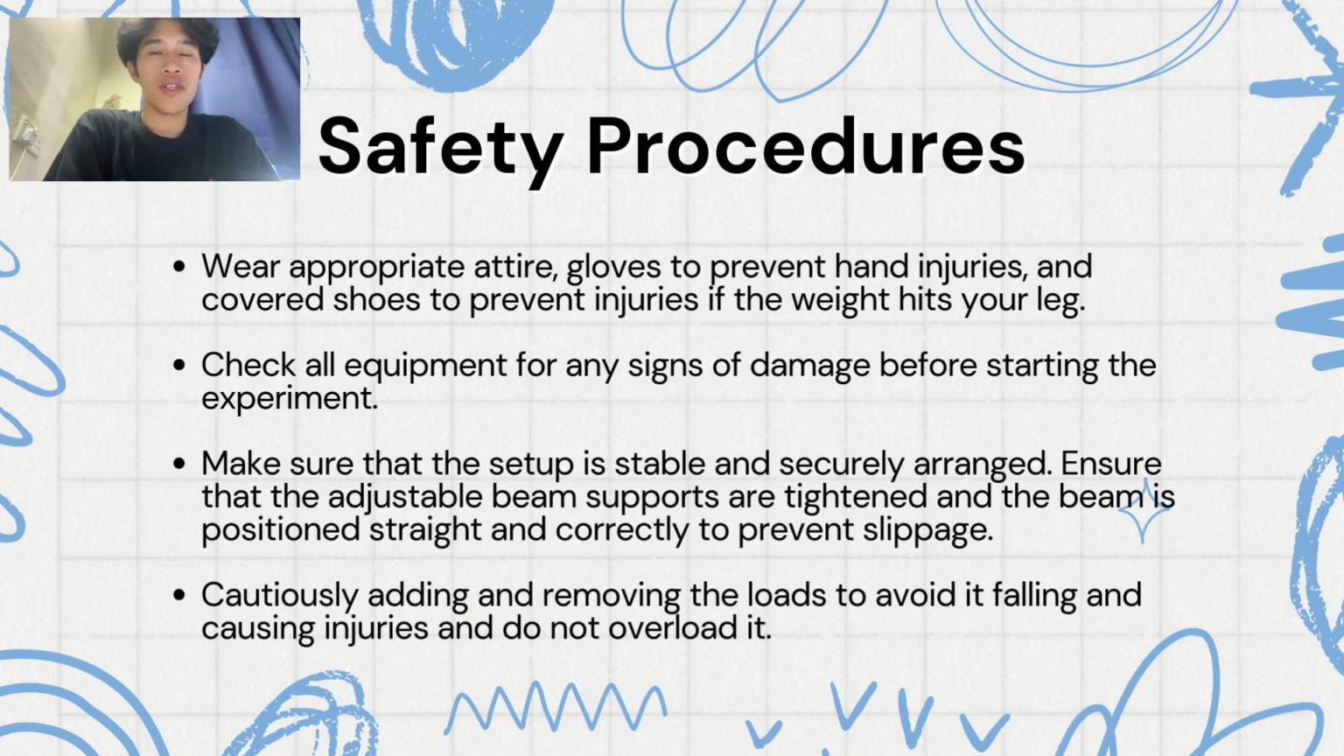For the safety procedures, the first one is to wear appropriate attire: gloves to prevent hand injuries, and covered shoes to prevent injuries if the weight hits your leg. And then check all the equipment for any sign of damage before starting the experiment. The third one is to make sure that the setup is stable and securely arranged.